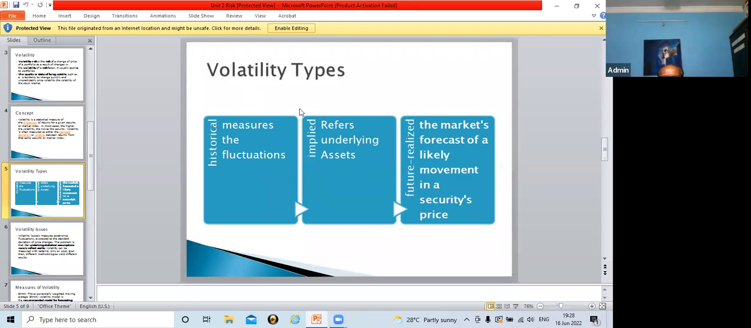The second type of volatility is implied. Now what is this implied? Implied refers to underlying assets. Let me give a very simple example. What are underlying assets? Suppose milk is one of the assets. Can you hear me?